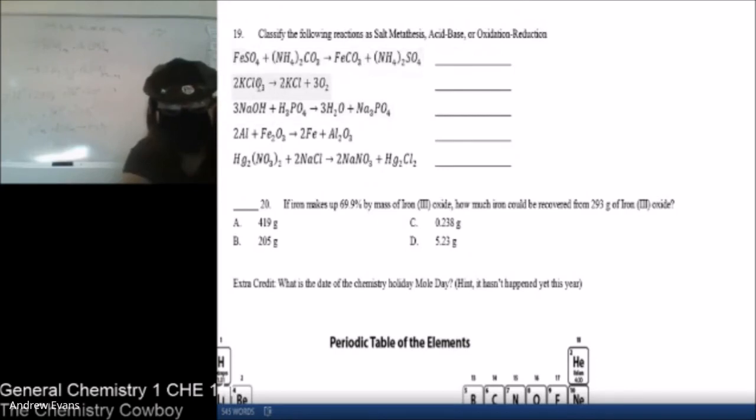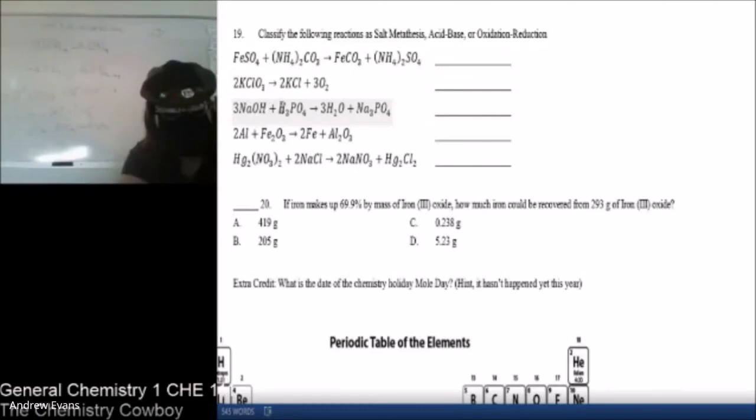The second one, potassium chlorate goes to potassium chloride and oxygen. I don't see any water, but I do see a pure element being formed. I see O2. So I know without a doubt that this is a redox reaction or oxidation reduction reaction. So I can nab that one right away.